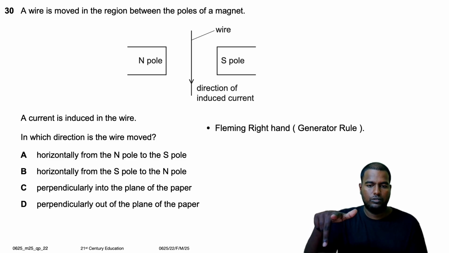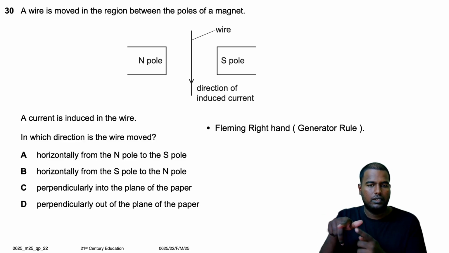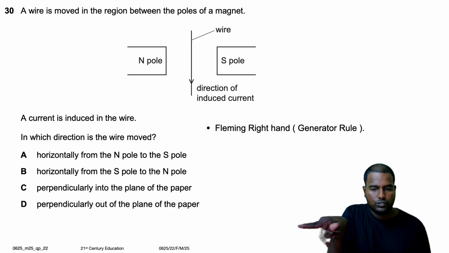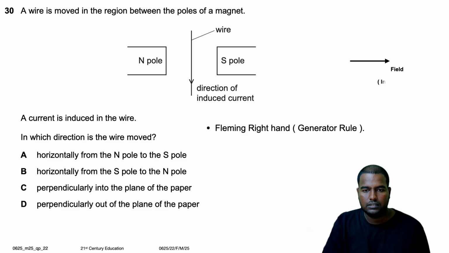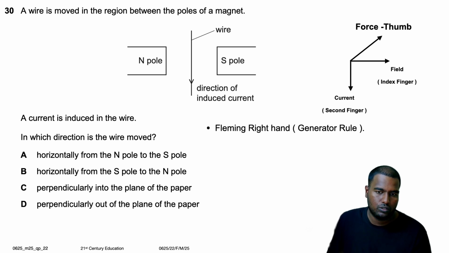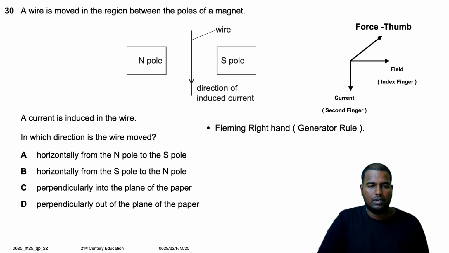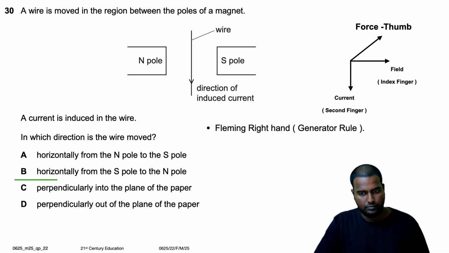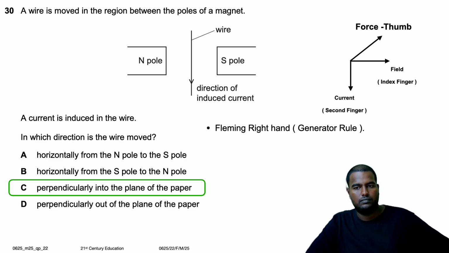So this is the field. It goes from left to right, and the second finger, the current, goes down. So the thumb goes towards inside, perpendicularly into the plane of the paper. That's the force. So the wire is moved in such a way that it's into the paper, so that the current is induced in the down direction, perpendicularly into the plane of the paper.